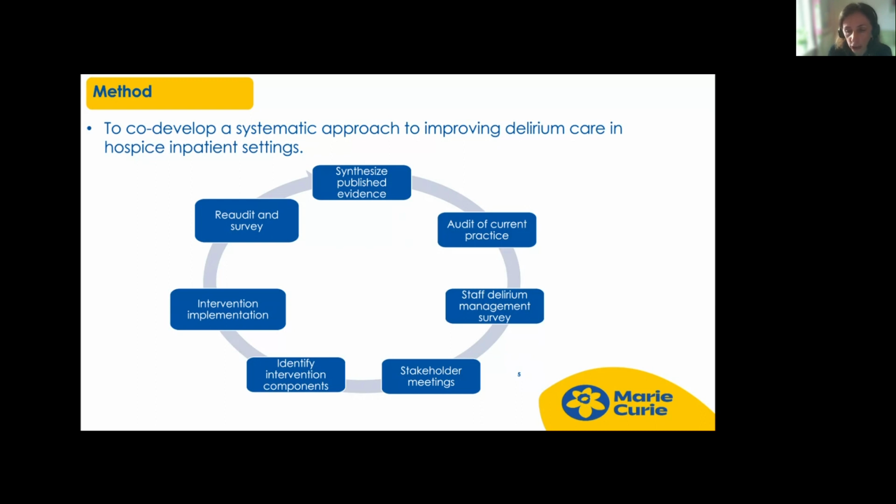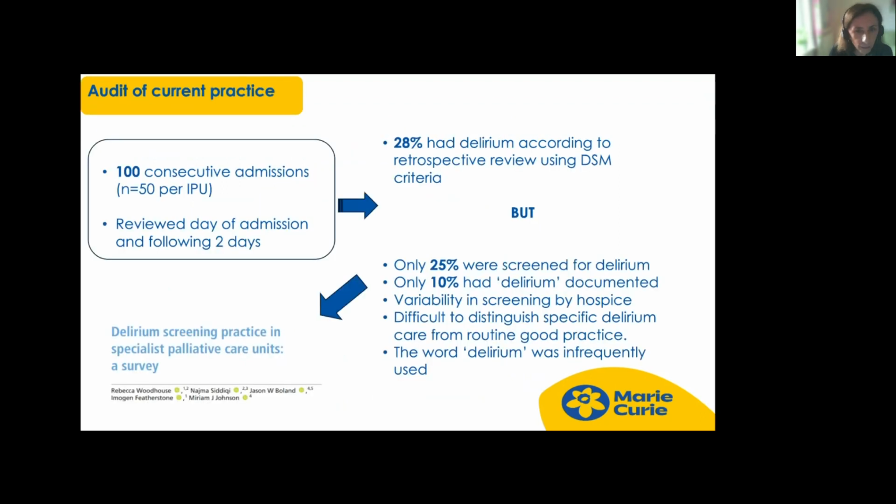For this presentation, I will briefly share some of our baseline data. So we audited 100 patient notes from consecutive admissions, 50 at each hospice site. We used DSM-5 criteria to retrospectively judge whether each patient admitted had delirium. We judged that 28% of patients had symptoms of delirium on admission, a finding which is aligned with our previous research studies and the wider literature.